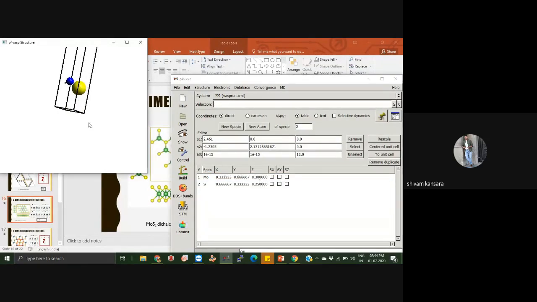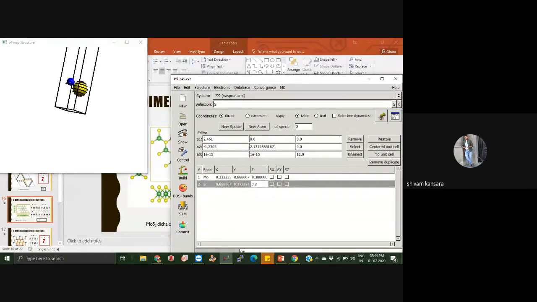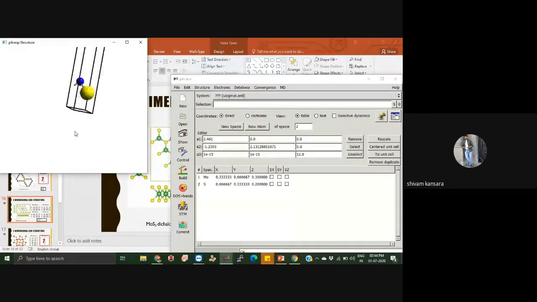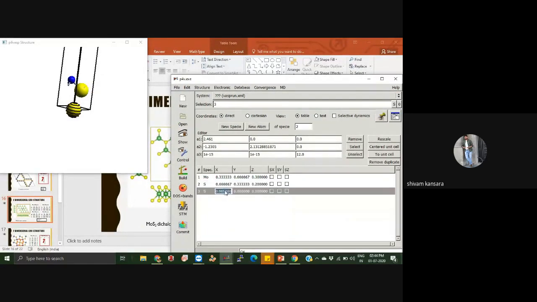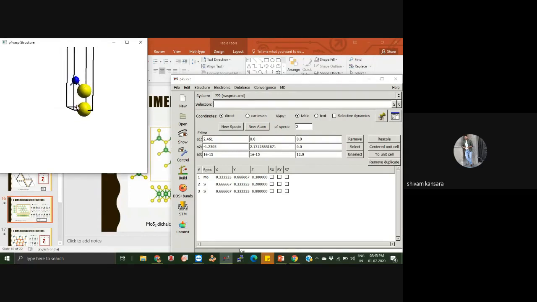Now 0.25, or you can use 2. Okay, fine, this is 2. Now it's more clear. Again, new atom, take the same atomic position as the last S1 and 0.3333, but as we discussed, the Mo atom should be between the S atoms.